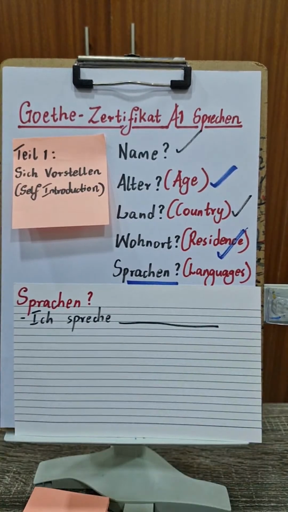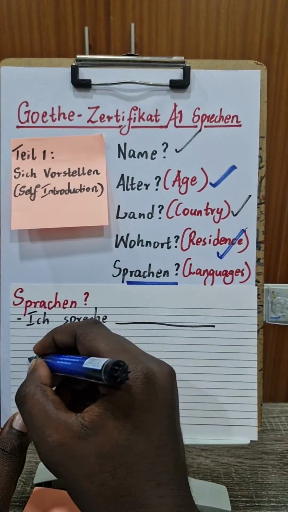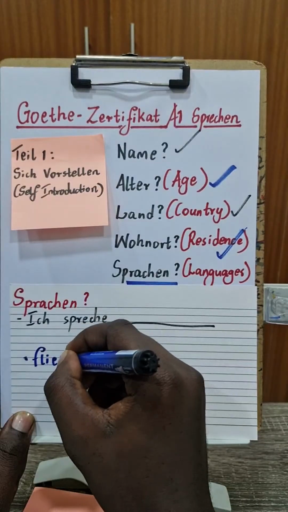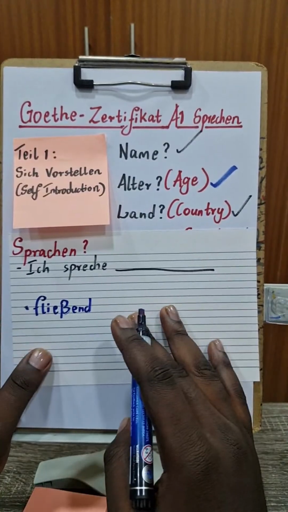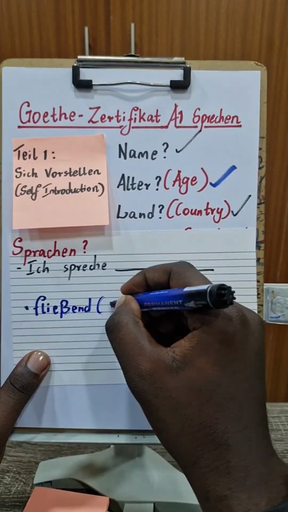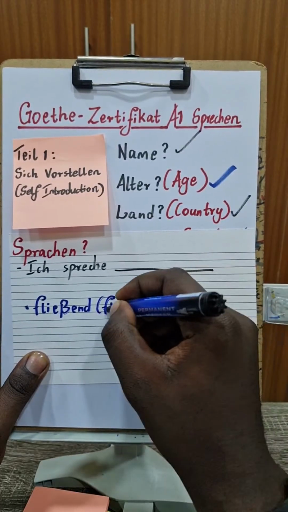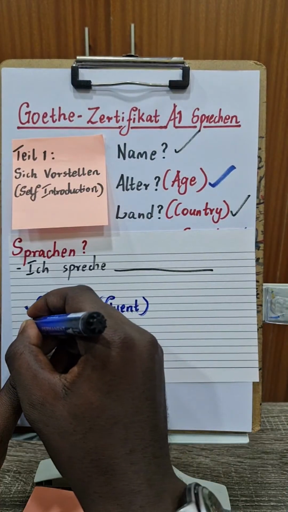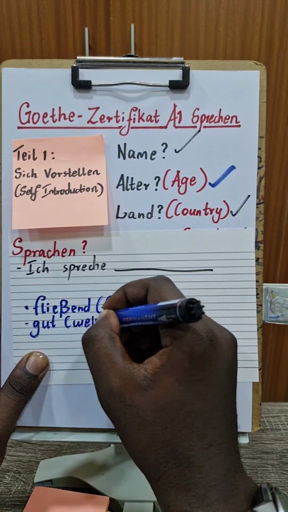Now, besides mentioning this phrase, you could go ahead and be specific by using some description words, adjectives, things like fließend. You could use this when you want to describe the depth of the particular language you speak. Fließend, which means fluent. Then there's another one, which is gut. You could simply use gut, which means well.